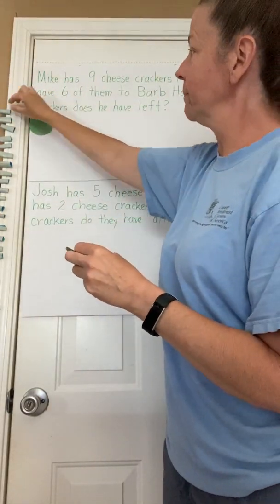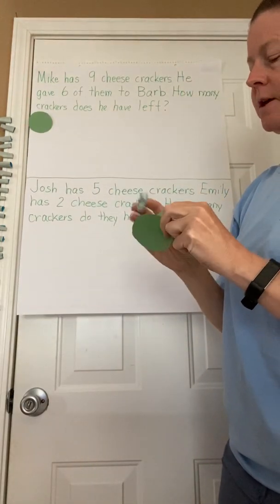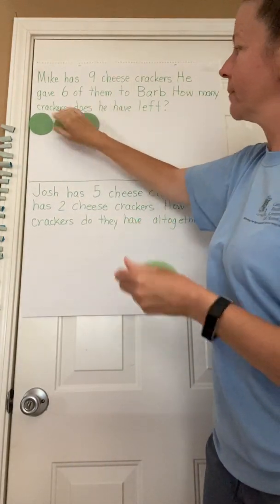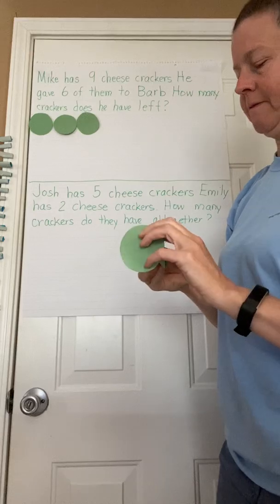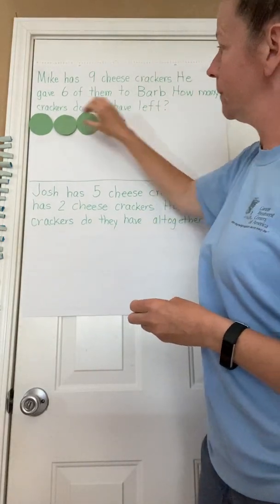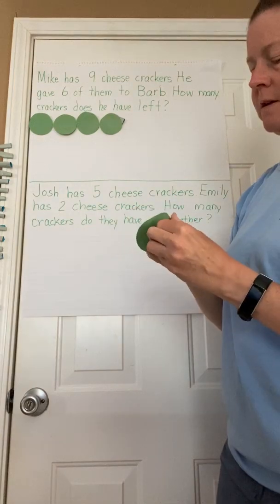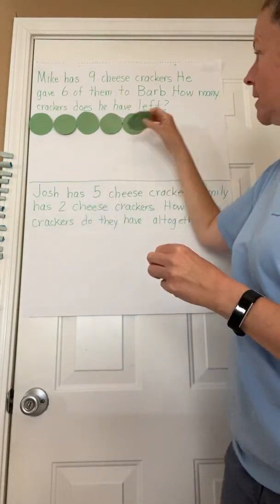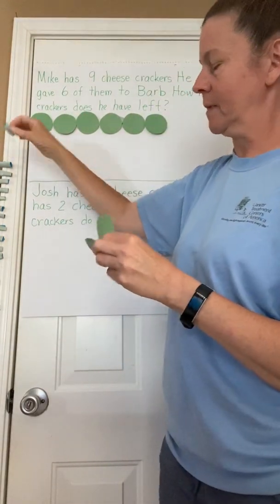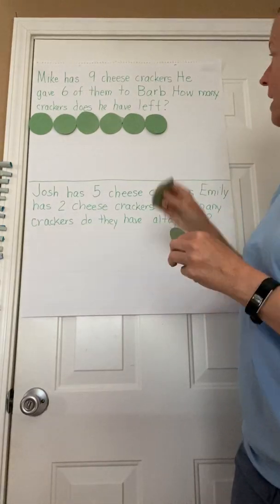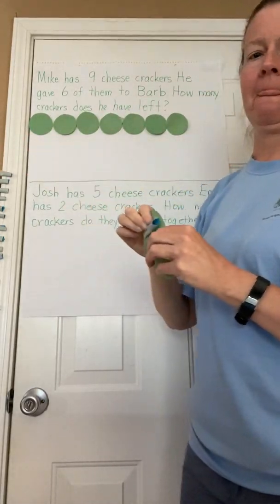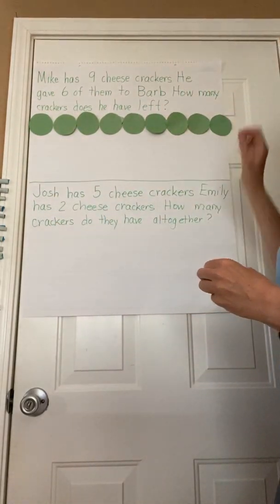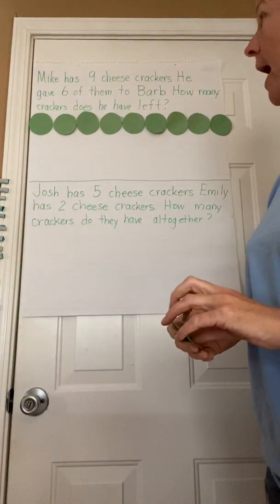So this is 1, 2, 3, 4, 5, 6, 7, 8, 9. All right, so there's Mike's 9 cheese crackers.